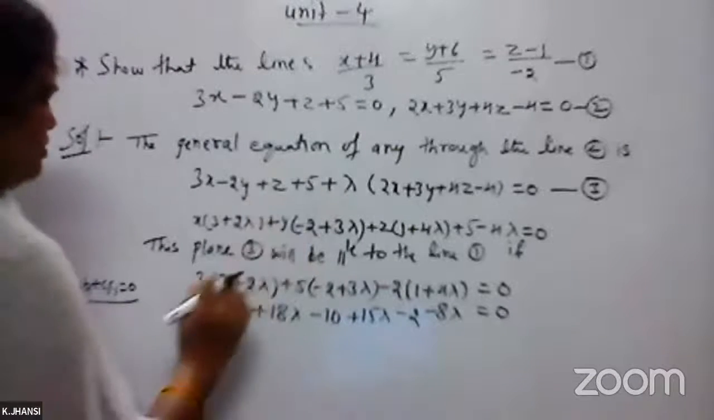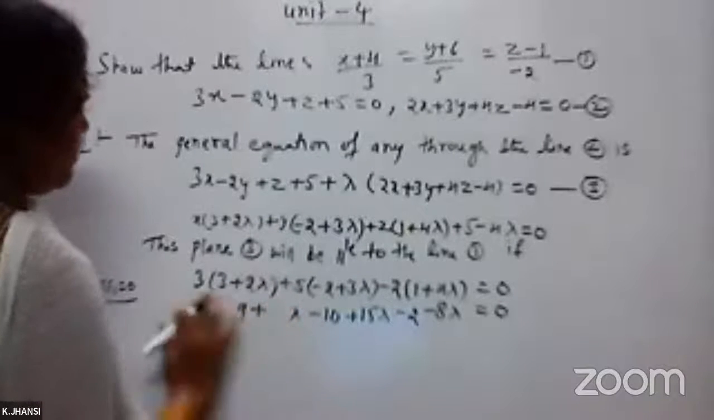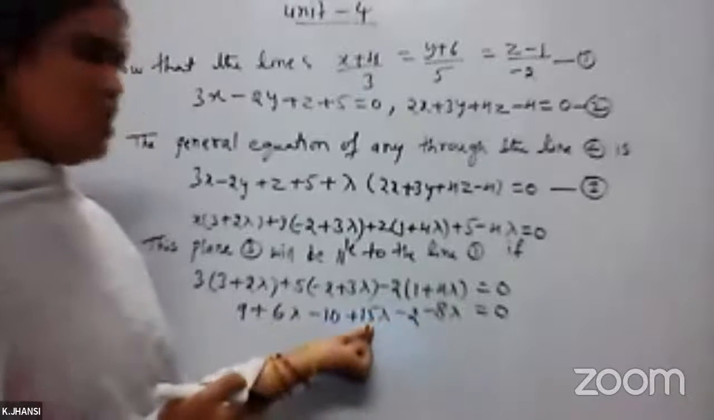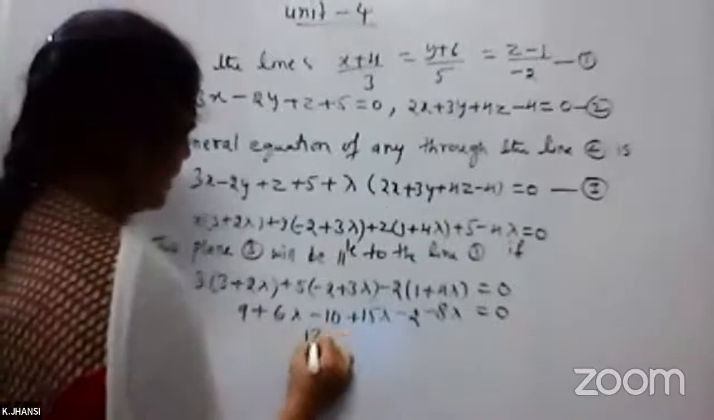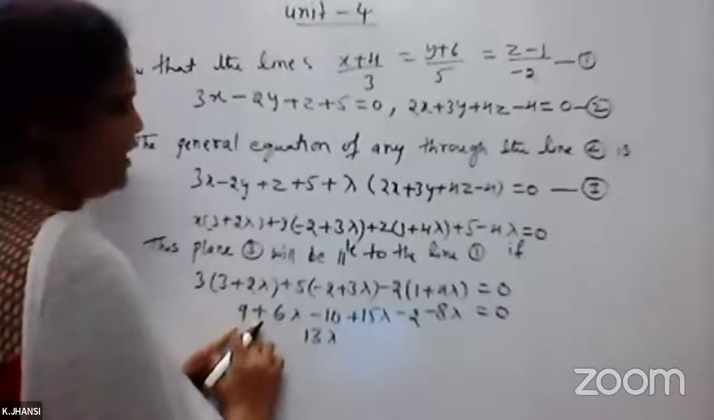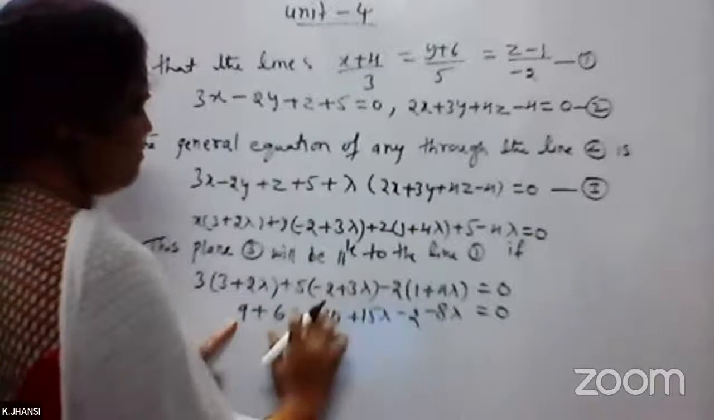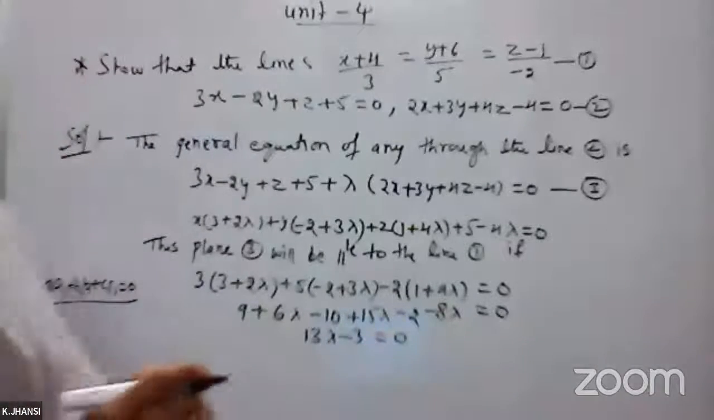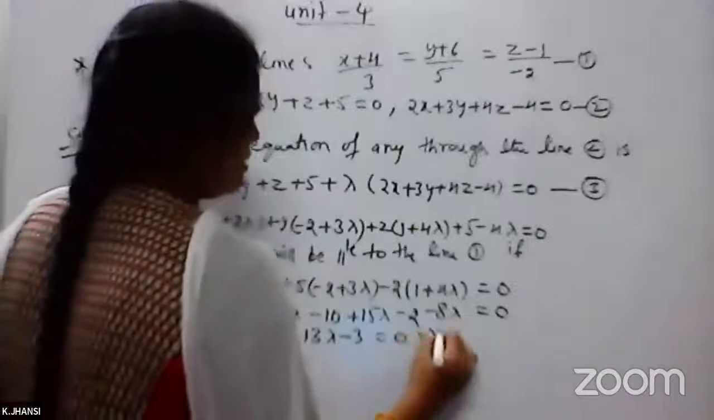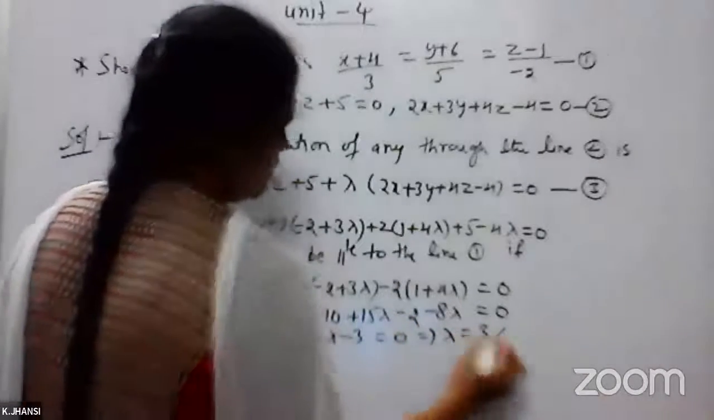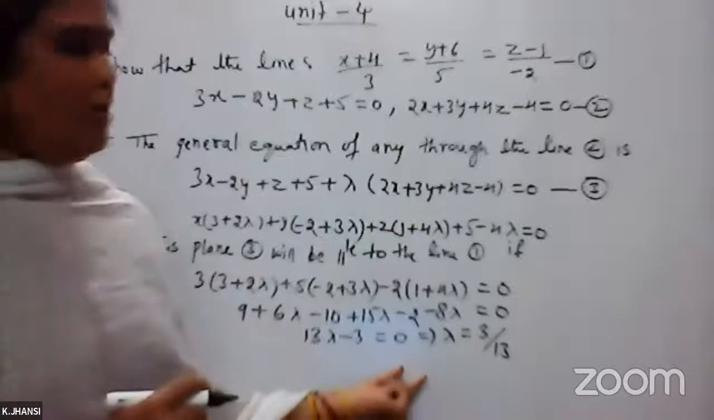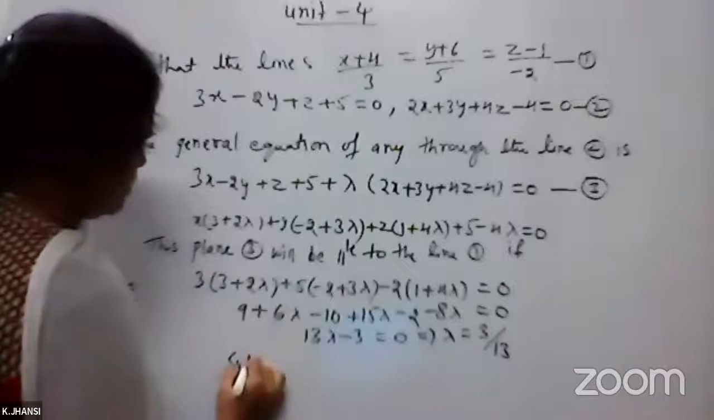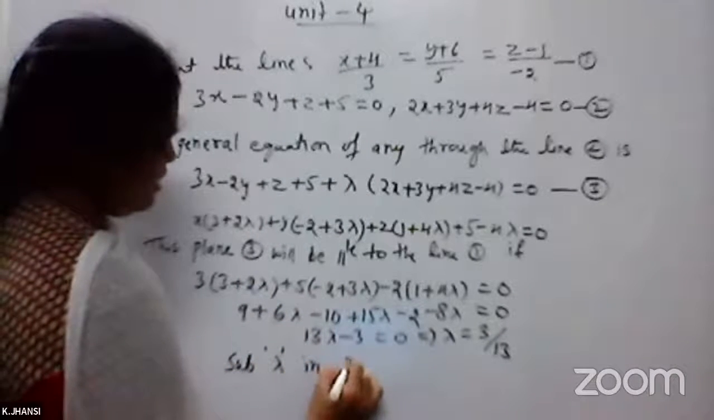Okay, 3. It is 6 lambda, no? 3 to the 6 lambda. So 6 means minus 2 plus the 15 means it is 13 lambda. Next we have 9, this is minus 1 minus, so you will get minus 3 equals to 0. So what is the lambda value? Implies lambda is equals to 3 by 13. Okay, so whatever the lambda value you are getting here, you substitute in equation 3. So next substitute lambda in equation 3.